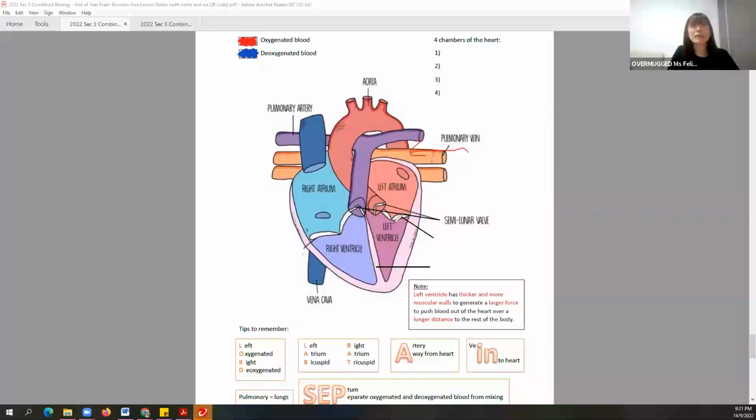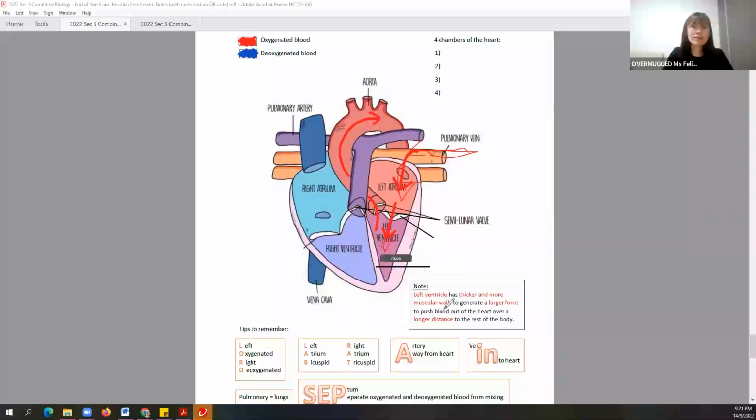Yep, so the oxygenated blood actually enters into the left side. When you enter the left side, it will enter from the pulmonary vein. So when it goes in, it will actually go into the atrium. Then, so it's on the left side, so oxygenated is on the left side. From the atrium, it will continue to go to the ventricle. Then from the ventricle, it will get out through this aorta. So that's the path for oxygenated blood.